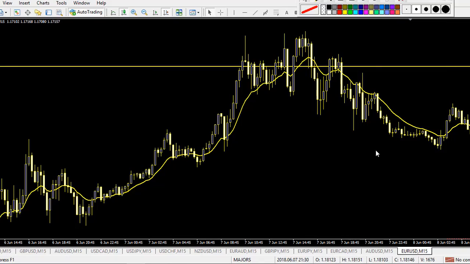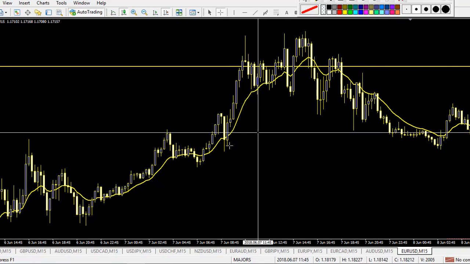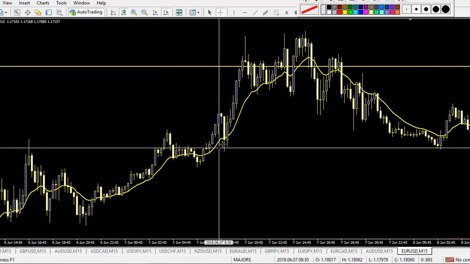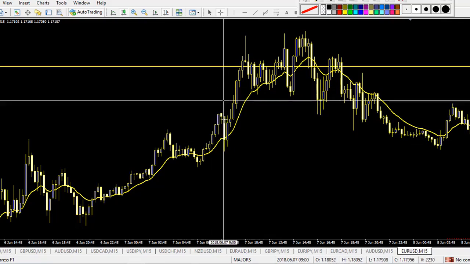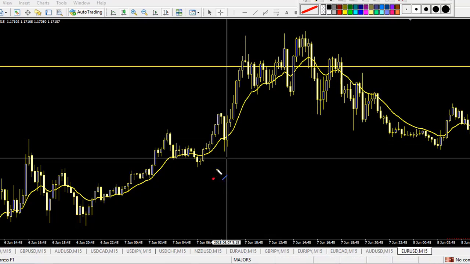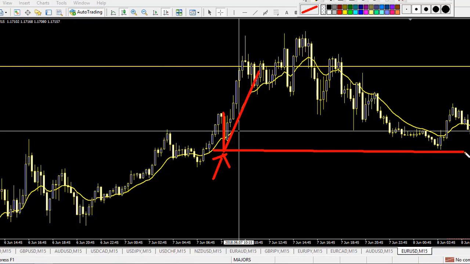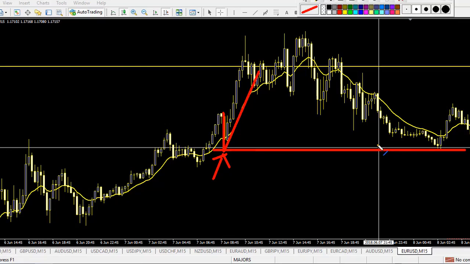But knowing you have a previous resistance and support here, you could have taken your profit here. This is a nice support here, a very nice bounce. So when you see that, you can take a profit at the next support and resistance, which is right here.